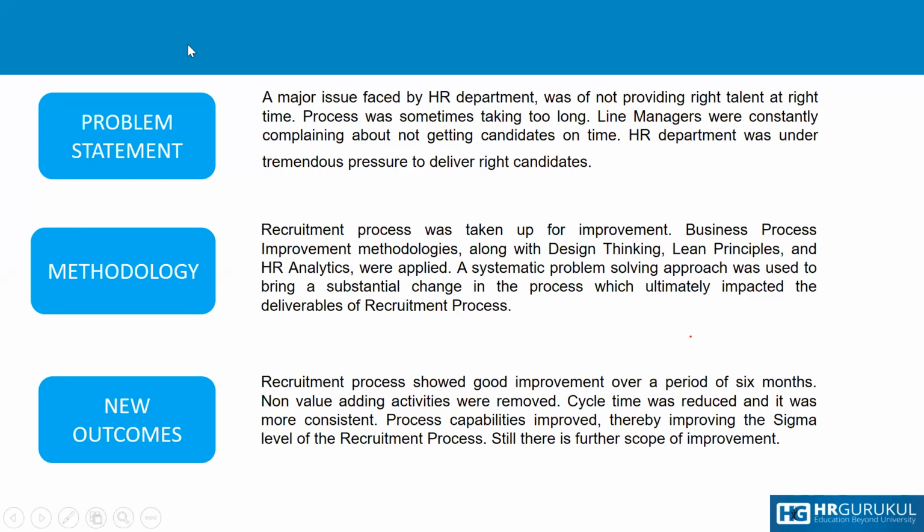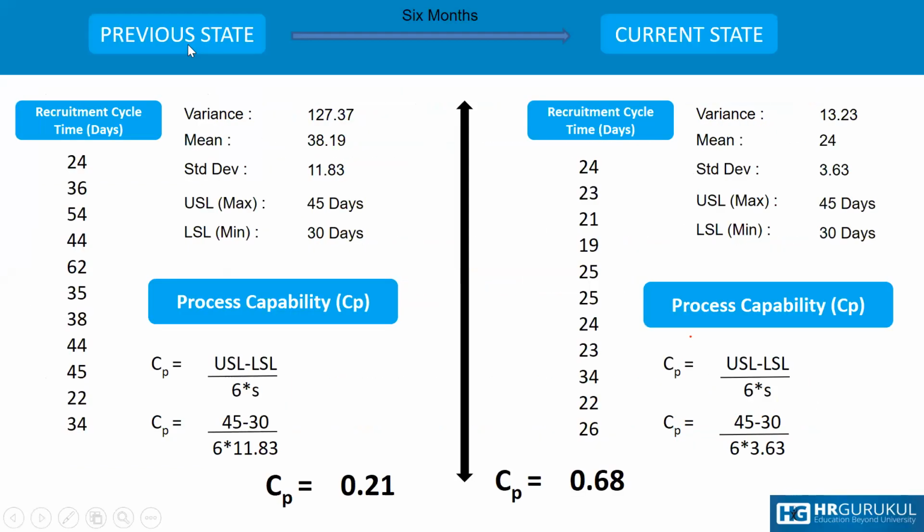If I show you some data, in the previous stage, the earlier recruitment cycle time, you can see on the left of the screen. These were a few of the operational vacancies that we were having, and this was the cycle time in days. We took out the variance, the mean, the standard deviation, the upper limit, the lower limit, the minimum and maximum, and we used process capability formulas, and the process capability was 0.21.